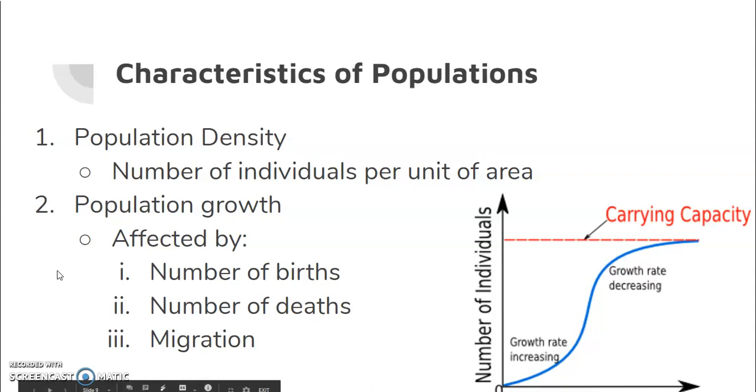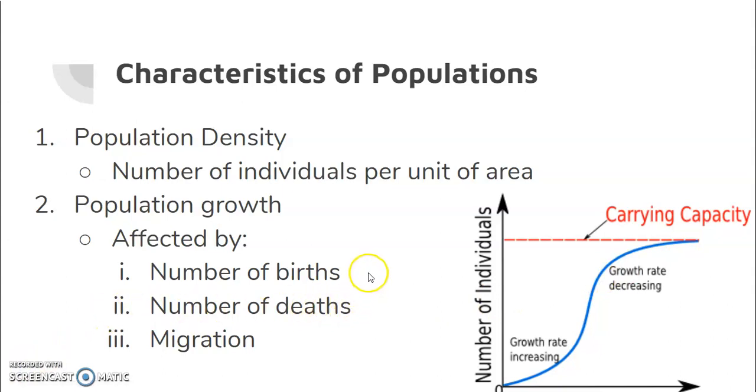This graph shows a very generic idea of population growth. As our growth rate is increasing, we can see our trend is going up. Our number of individuals is increasing over time. When it gets to this point, our growth rate begins to decrease and ultimately plateau at our carrying capacity. We'll talk about carrying capacity later on in this video.